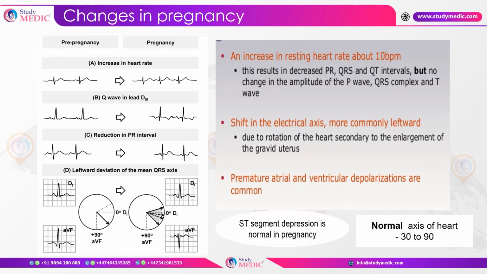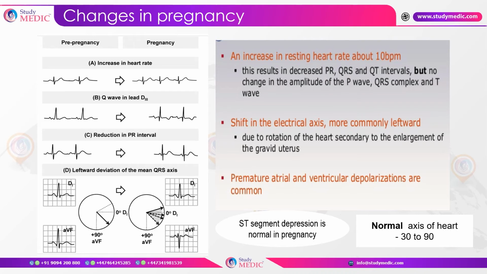ST segment depression is also normal in pregnancy, so you have to remember that whenever you want to diagnose AMI in pregnancy, if you have an ST segment elevation, it is definitely abnormal, whereas ST segment depression is a normal physiological finding in pregnancy.